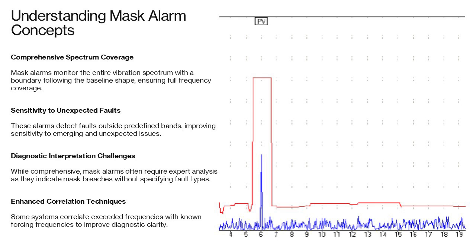sensitive to unexpected or emerging faults that fall outside predefined bands. However, they may provide less immediate diagnostic clarity because an alarm indicates that a frequency has exceeded the mask without inherently identifying the fault type. Some systems enhance mask alarms by correlating exceeded frequencies with known forcing frequencies such as running speed or vane pass. From an engineering perspective, mask alarms offer comprehensive coverage but often require greater experience and understanding to interpret effectively.